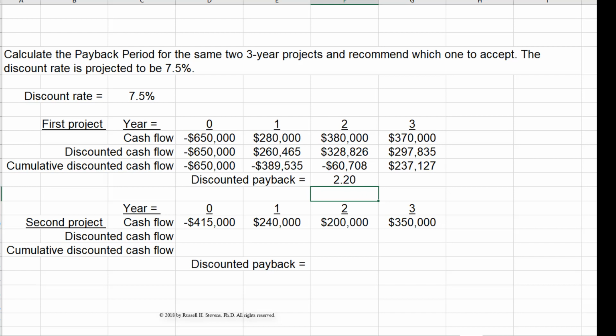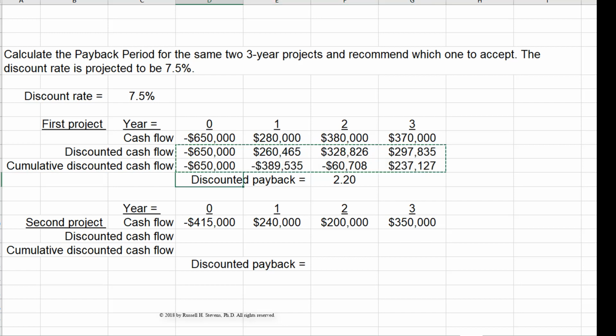Since the cell with the discount rate has been locked into the formulas in the first project, the bottom 2 lines of the first project can be copied into the same space for the second project. To do so, highlight the block of cells starting with the middle $650,000, across the rest of that line of numbers and down 1 line to include the $237,127. Hold down the Control key and press the C key.